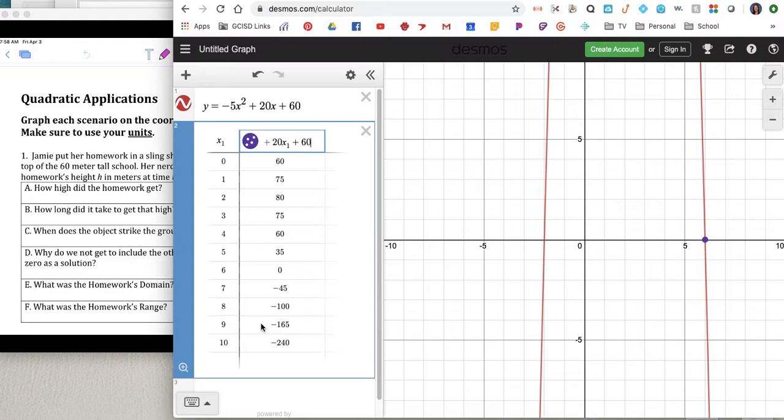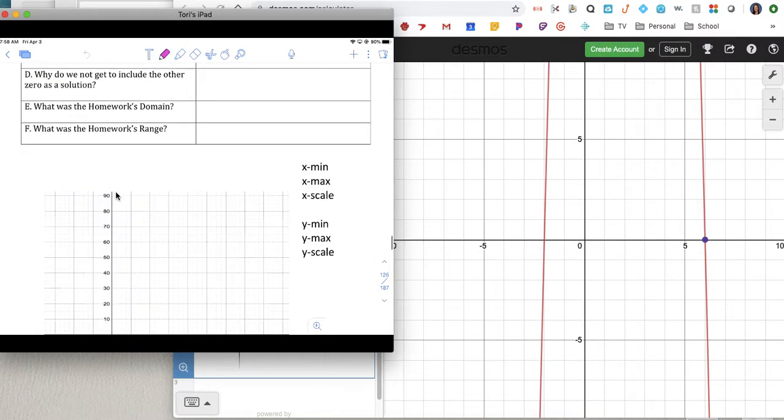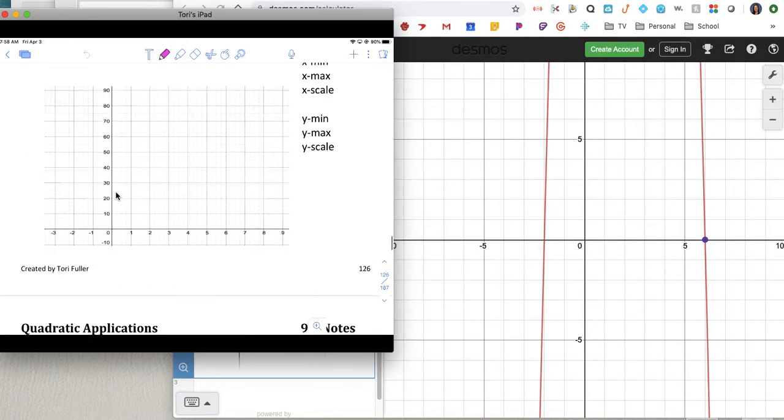All right, so we have our table, we have our equation. Last thing we need to do is set up our screen, like our graph on the Desmos, to match the graph on your paper. Okay, so let me click back on my paper, and I'm going to scroll up just a little bit. Okay, use these numbers to fill out your settings.